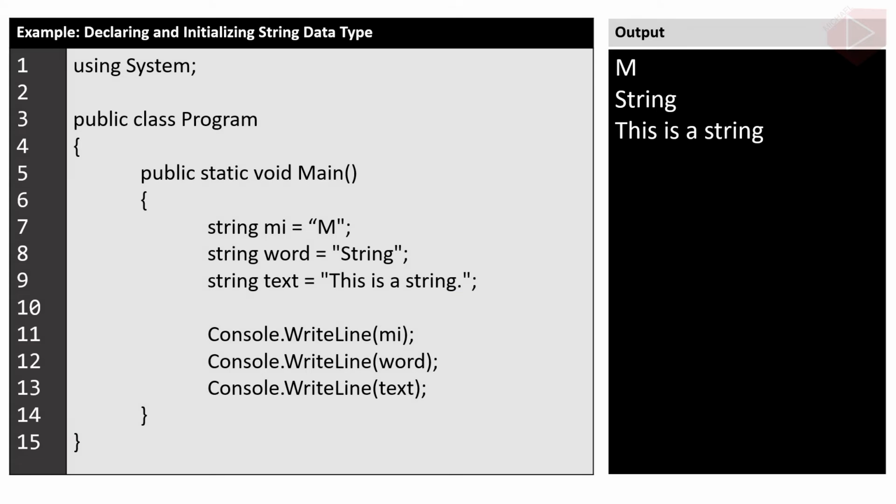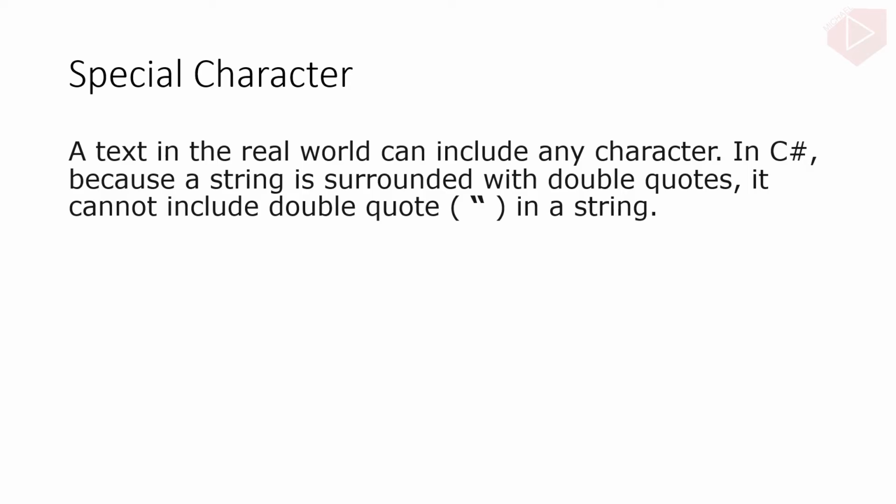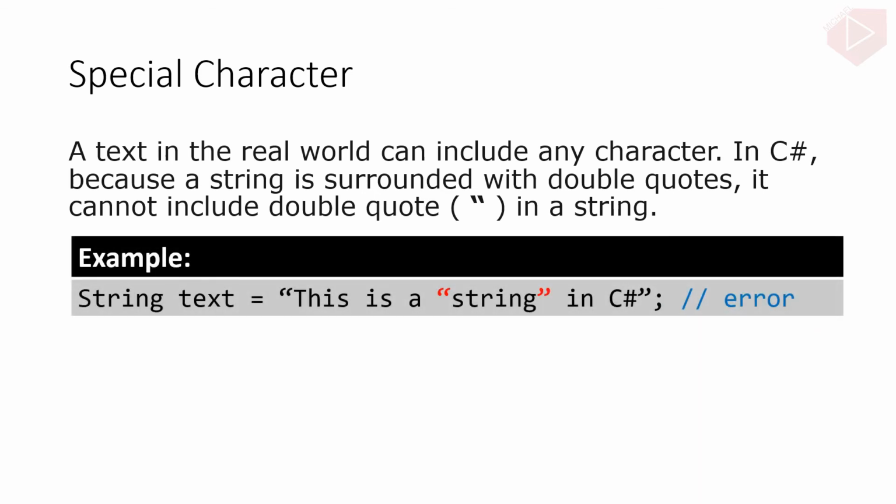The maximum size of a string object in memory is 2 GB, or about 1 billion characters. However, practically it will be less, dependent upon the CPU and memory of the computer. A text in the real world can include any character. In C#, because a string is surrounded with a double quote, it cannot include a double quote in a string. The following statement will give a compile time error.